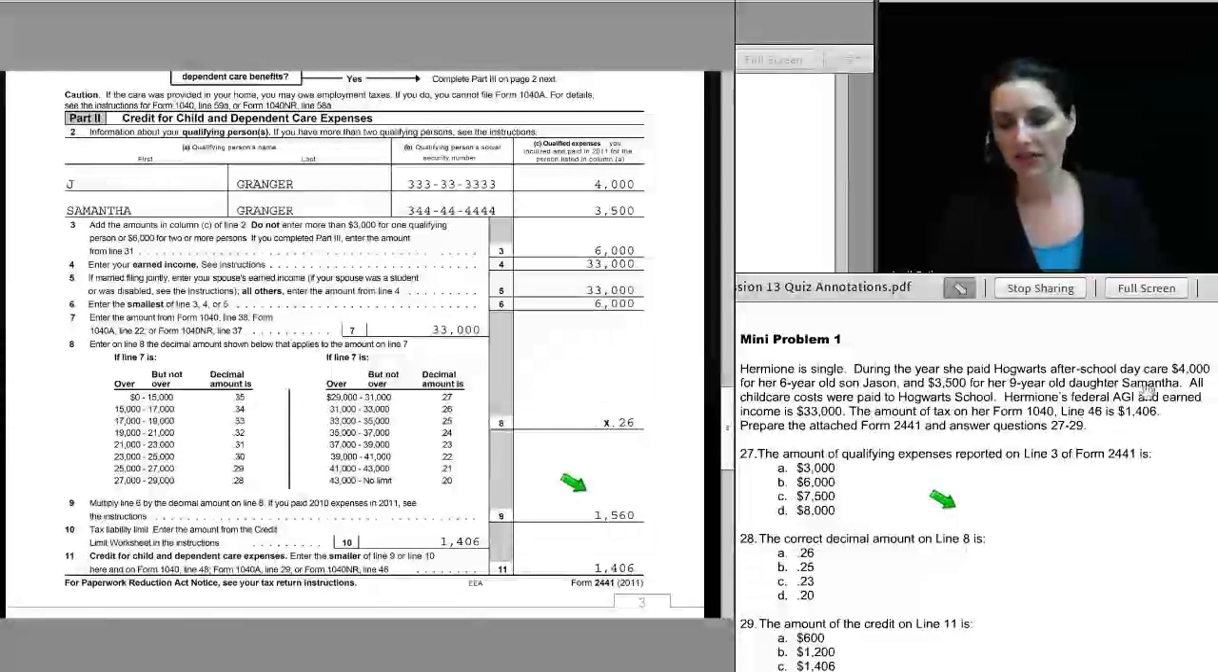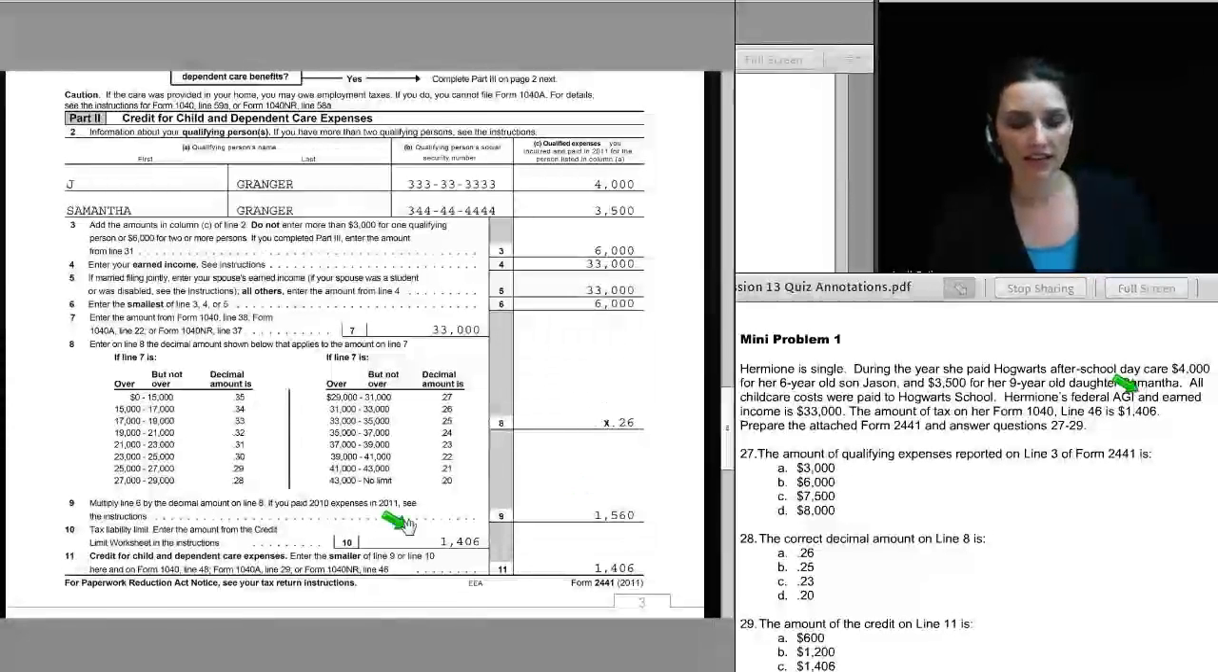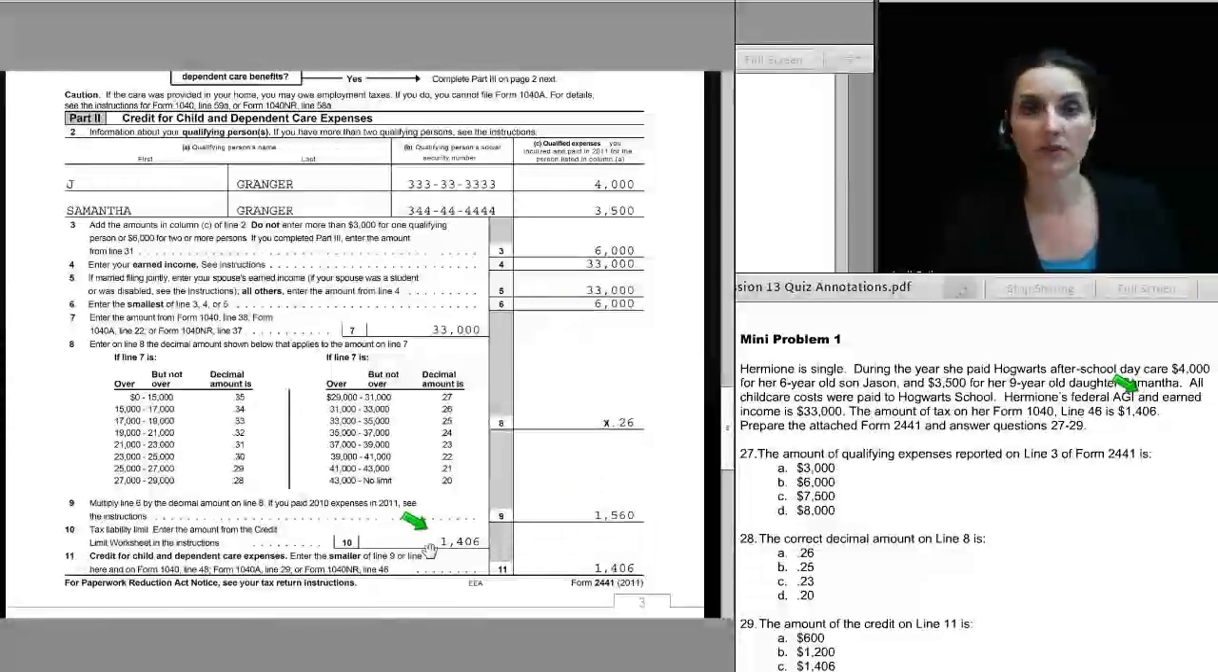Now, I did want to draw your attention to the fact that on Hermione's Form 1040, the total tax showing on line 46 of her 1040 is $1,406. That's her tax before credits, and she, of course, cannot claim credits that exceed her tax. So we enter the tax on line 10. We then go over to line 9 and enter 26%, or 0.26 times 6,000. We enter 1,560 on line 9. Her tax is less than the allowed credit, or the calculated credit, and so her credit is limited to her tax, and we enter $1,406 on line 11.